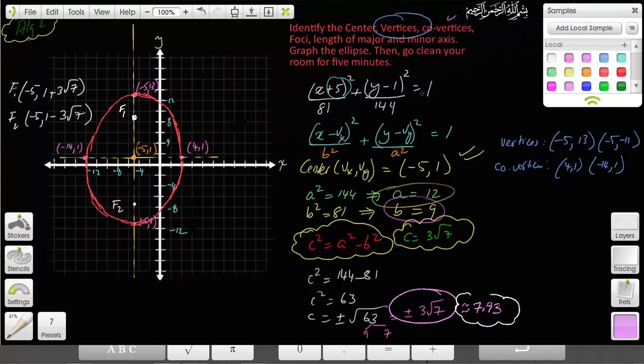We did that. We know the foci. The foci are going to be negative 5, and I'm just going to write this as 1 plus or minus 3 square root of 7 to save space. We got the foci. The length of the major axis is going to be 2 times A, right? A was 12, that's 24. And the length of the minor axis is going to be 2 times B, which is 18. So we did that. And then we graph the ellipse.